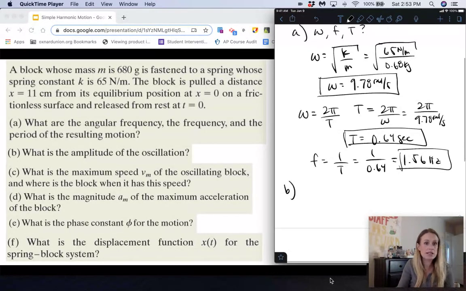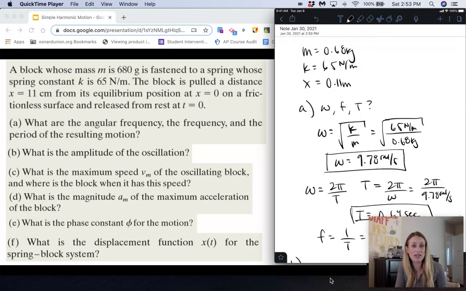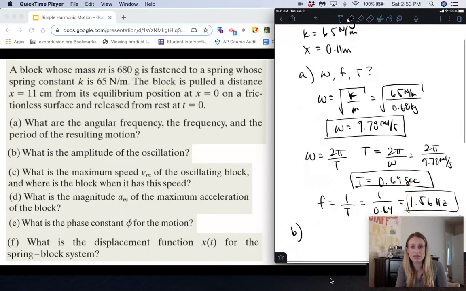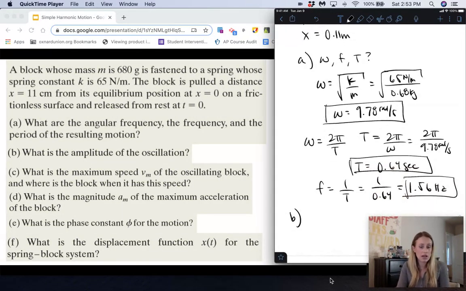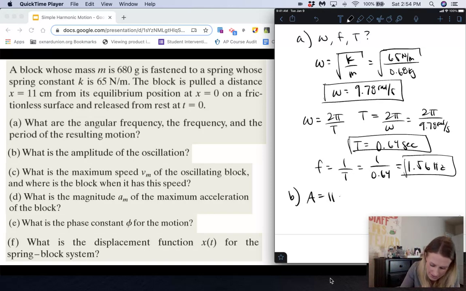Part B, it says, what is the amplitude of the oscillation? Since we pull this block back to 11 centimeters from the equilibrium position and then let it go on a frictionless surface, the amplitude is just going to be that 11 centimeters. It can't gain any other energy from the energy that we gave it when we pulled it back and let it go. So it can't go any farther away from the equilibrium position than that 11 centimeters. So amplitude equals 11 centimeters or 0.11 meter, however you want to put that.